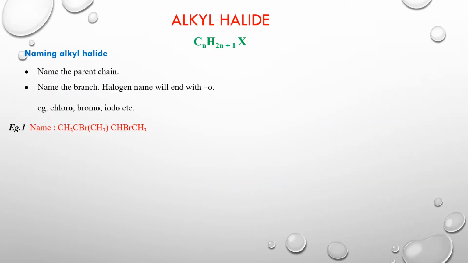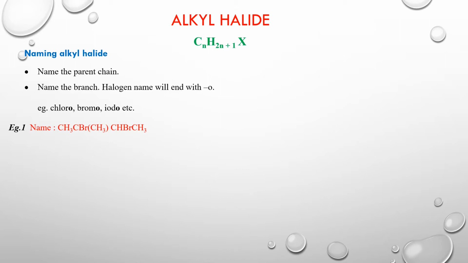So when we look at alkyl halide, pay attention to the general formula of the alkyl halide. CnH2n+1X, where X is represented by a halide ion. It can be fluoride, chloride, bromide, or even iodide.